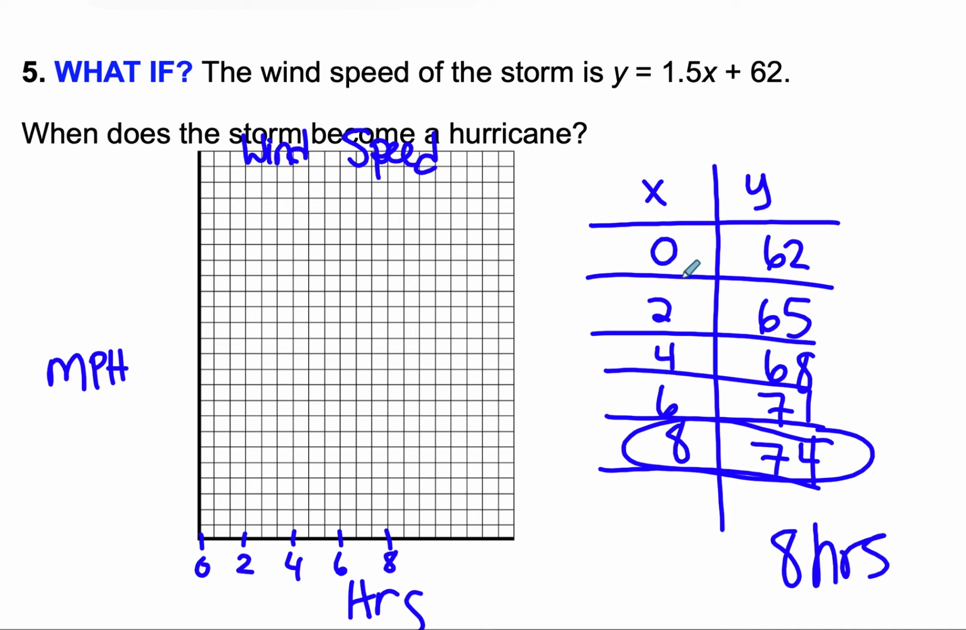So 1.5 times 2 is going to give me 3. And then plus 62 gives me that 65. And then here, if I do 1.5 times 4, that gives me 6, plus 62 gives me 68, and so on. So once I fill in my table, I see at 8 hours, that's going to be 74. And I do need to make sure that I have labels hours, miles per hour, and a title wind speed on my graph.